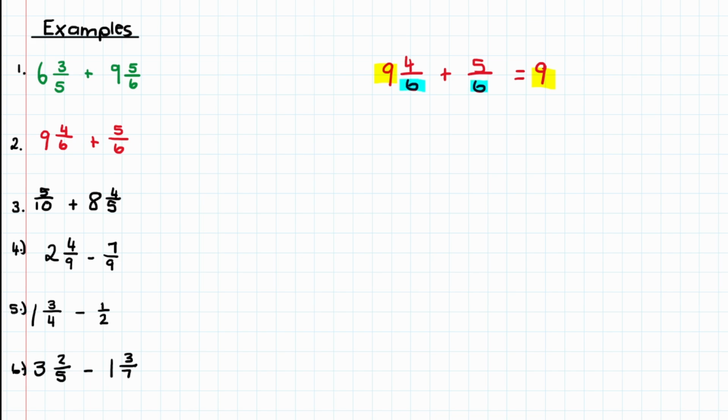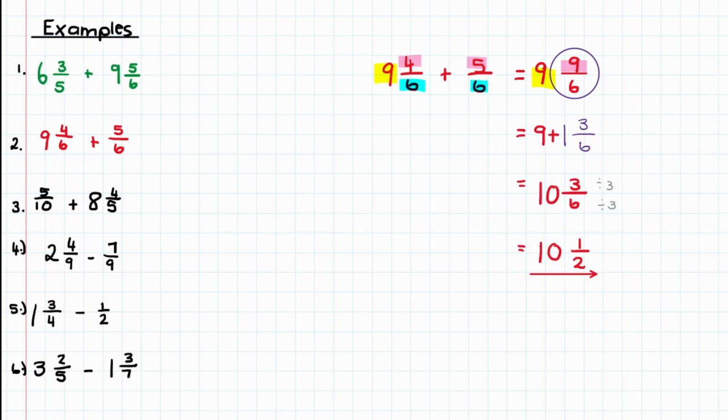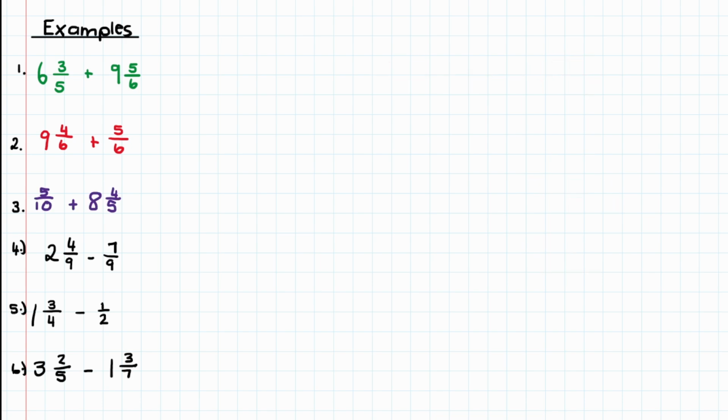For question 2, I only have 9 as a whole number, so make sure that I write that down. And then I make sure that my denominators are the same, which they already are, so I can focus on just simply adding my numerators. 4 plus 5 gives me 9 over 6, which is an improper fraction, and that simplifies to a mixed number of 1 and 3/6. When I add that to the 9, I get 10 and 3/6, and I can simplify this to a final answer of 10 and a half.